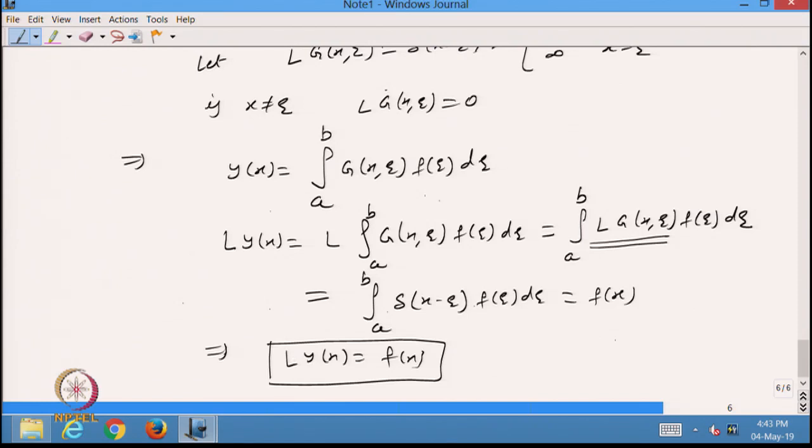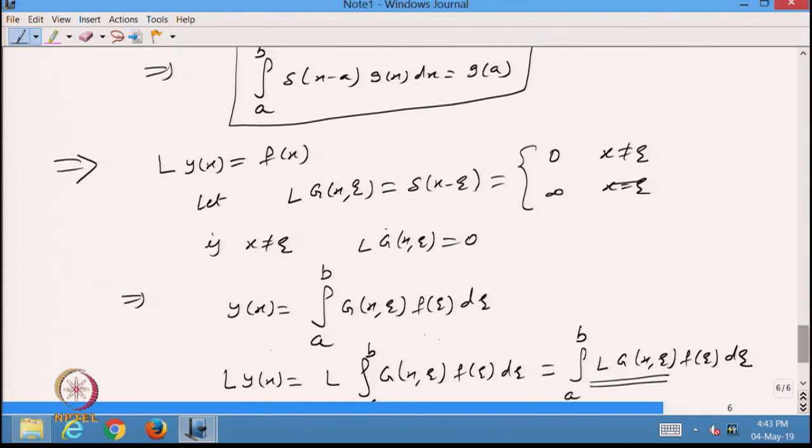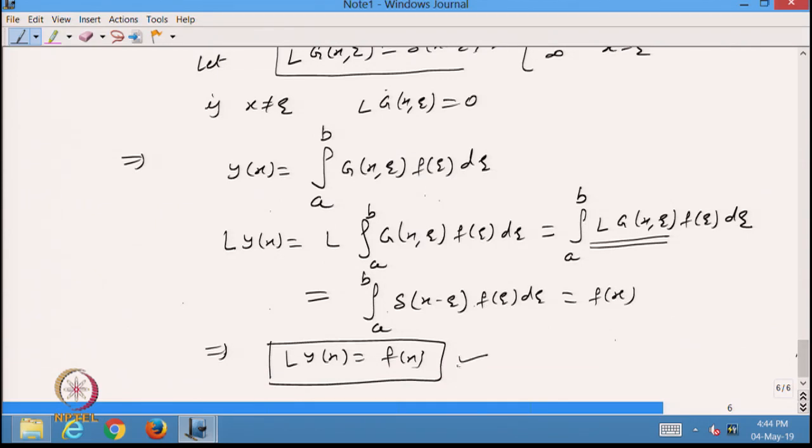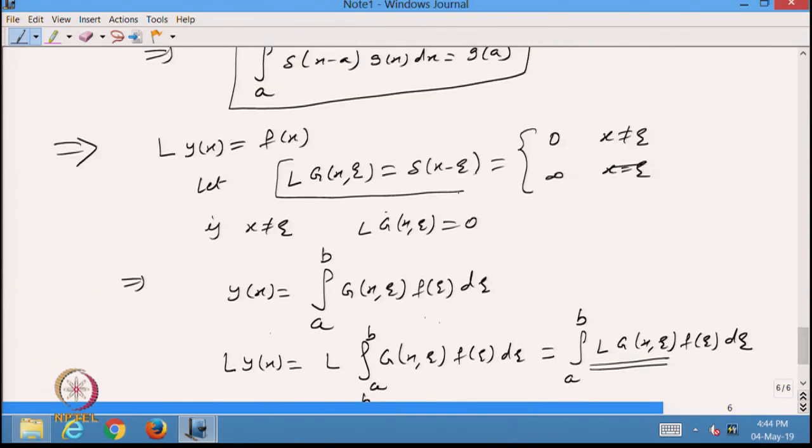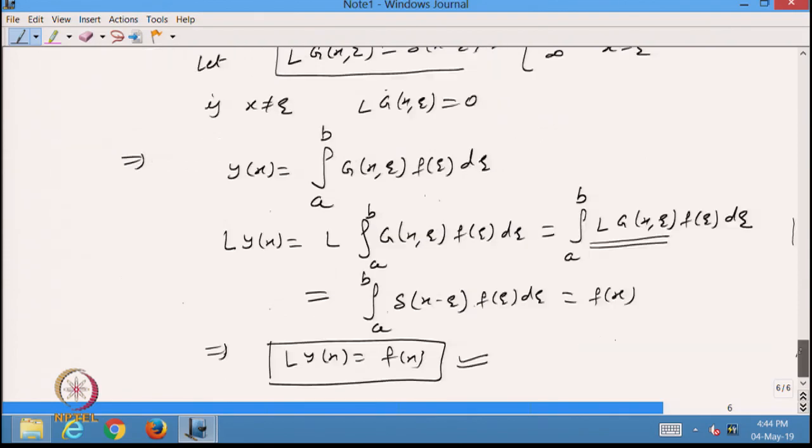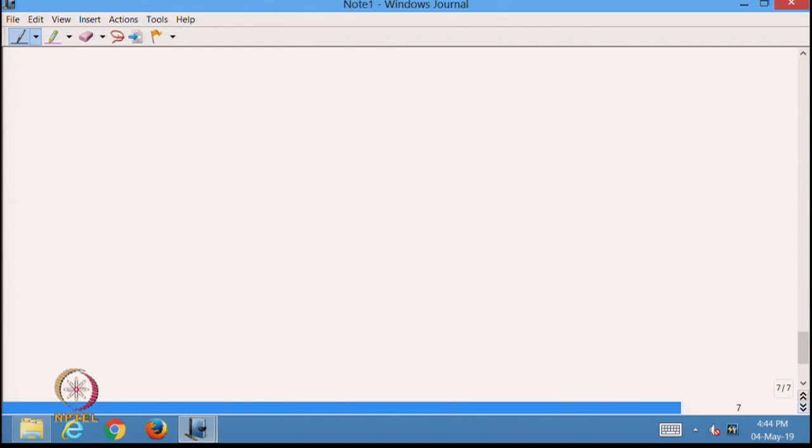So from here one thing is clear: if we start with this problem, taking L g, operating on the Green function, equal to the Dirac delta function, then based on this I am able to solve my differential equation. It means that if I am able to solve this equation with the help of the Green function, I can find the particular solution of the given equation.